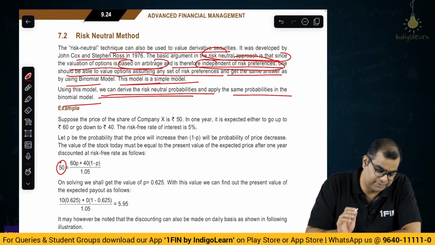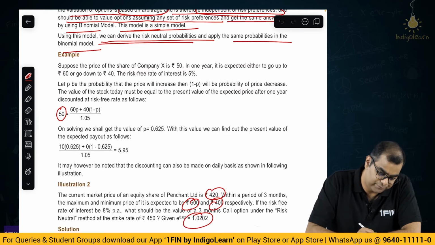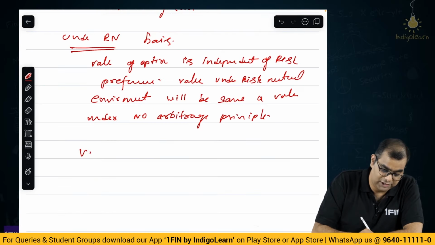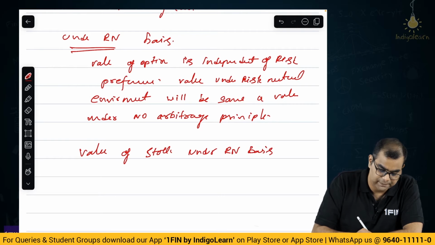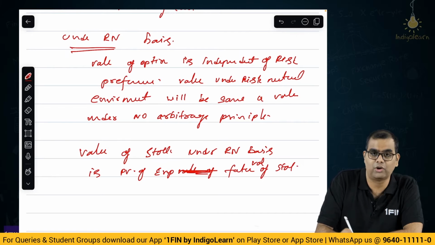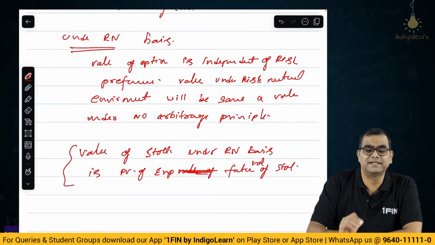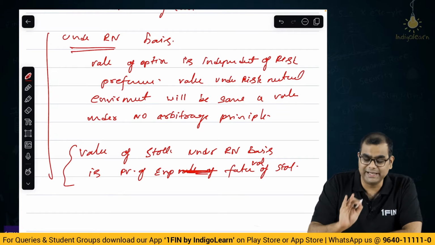We describe risk neutral probabilities and apply the same probabilities in the binomial model. And you also have to say the value of the stock must be equal to the present value of expected price discounted at risk-free rate, as follows. Value of stock. Please note here we are not talking about the call option. Value of stock under RN basis is the PV of the expected future value of stock. You have to basically make this statement. If you write all of this, ideally ICAI should give marks.